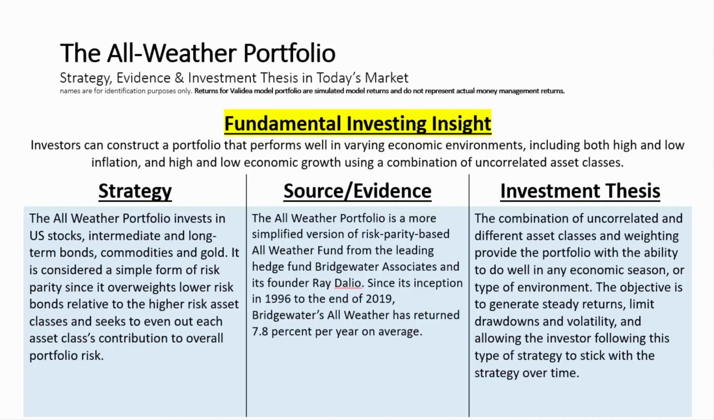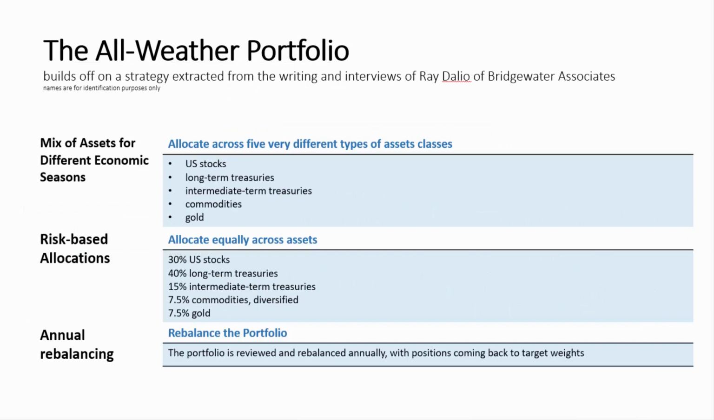Okay, now let's take a look at the all-weather portfolio in some detail. As I mentioned, this strategy is extracted from the writings and the interviews of Ray Dalio from Bridgewater Associates. The strategy allocates across 5 different types of asset classes: U.S. stocks, long-term treasuries, intermediate-term treasuries, commodities, and gold. The mix is to provide the portfolio the opportunity to do well in various types of economic seasons.